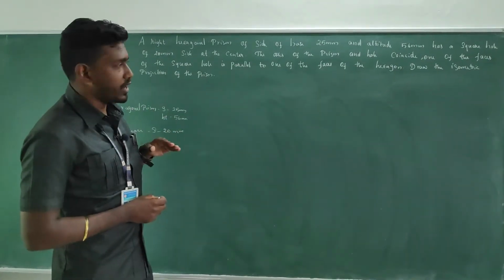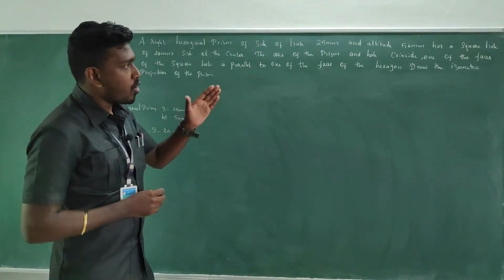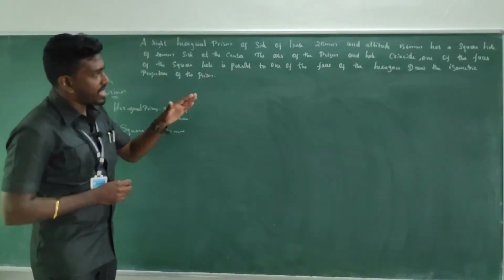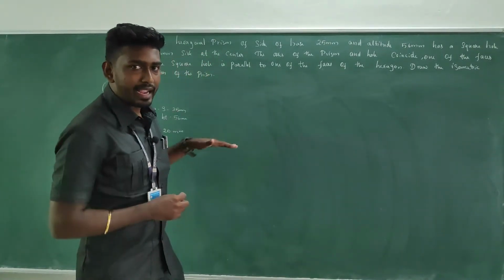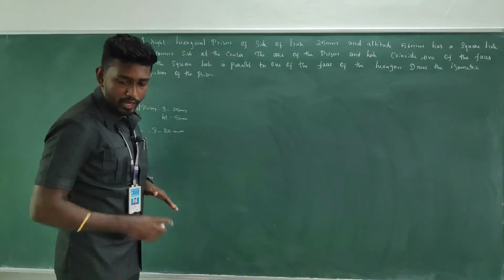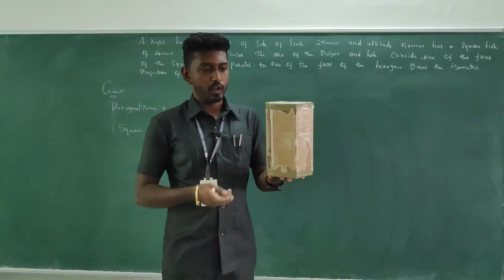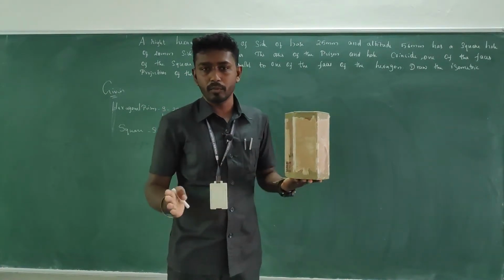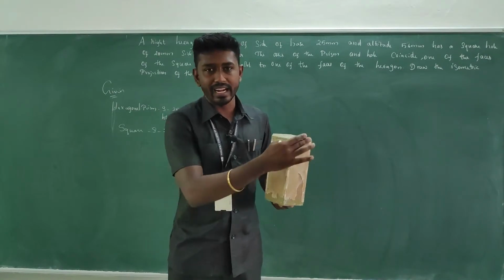And a condition has been given. The axis of the prism and hole coincide. One of the faces of the square hole is parallel to one of the faces of the hexagon. The conditions are there. Let me see them later. So this is the hexagonal prism. We know it has two bases, top base and bottom base. These are the rectangular faces and these are the longer edges.